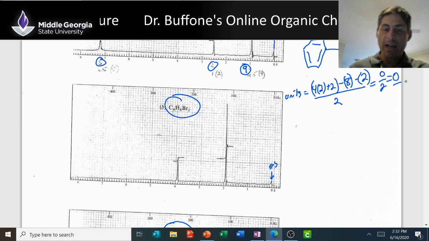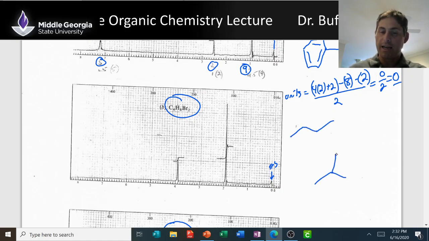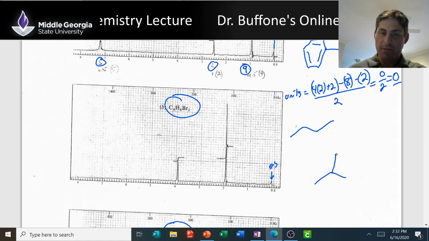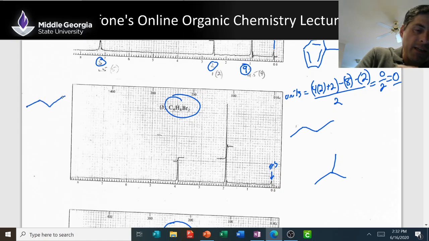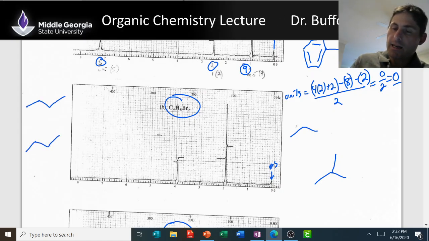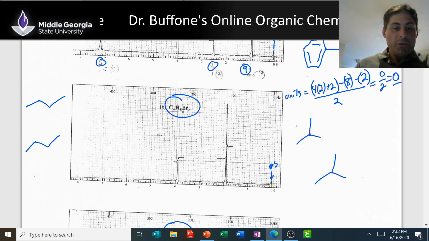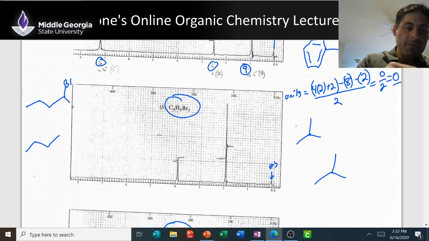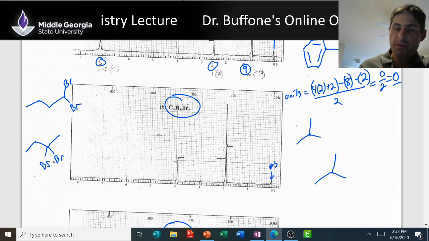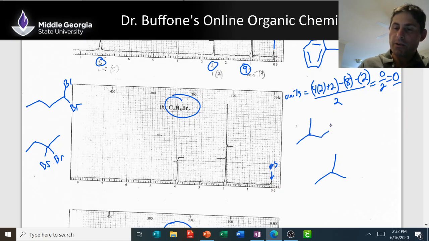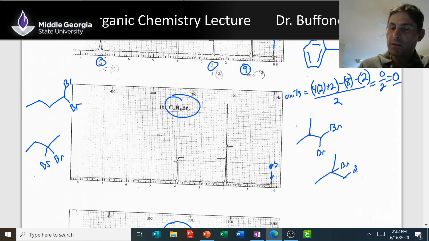I have C4H8Br2, so I can put my 4 carbons like this or my 4 carbons like that. There's only 2 options here. Now I'm going to do this with these guys here, and then these guys over here. The bromos can go on the same carbons, or they can go on opposite carbons. Here you can do Br, Br, or you could do Br, Br, right?